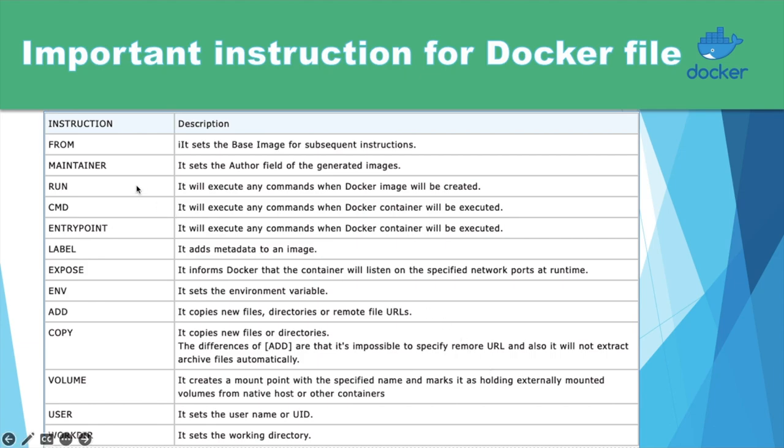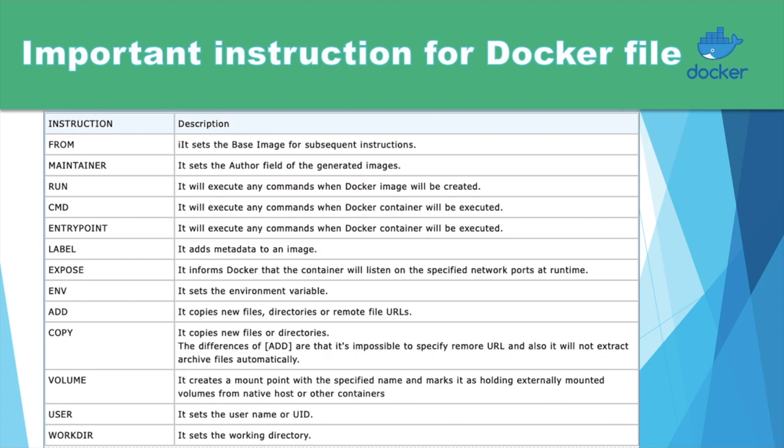Then MAINTAINER means the author who creates this Dockerfile, so he can put his name. We will use everything when we do the project. RUN will execute any command when the Docker image is created. CMD is also very similar, but the difference is that CMD is used when the Docker container is executed, and RUN is used when the Docker image is created. Then ENTRYPOINT will execute commands when the Docker container is executed. LABEL adds metadata to an image. Metadata means data about data. EXPOSE basically indicates the ports.